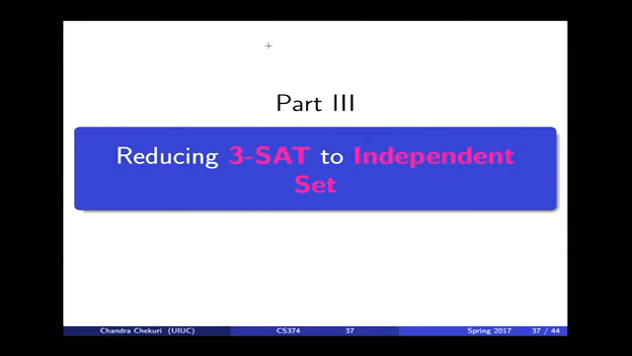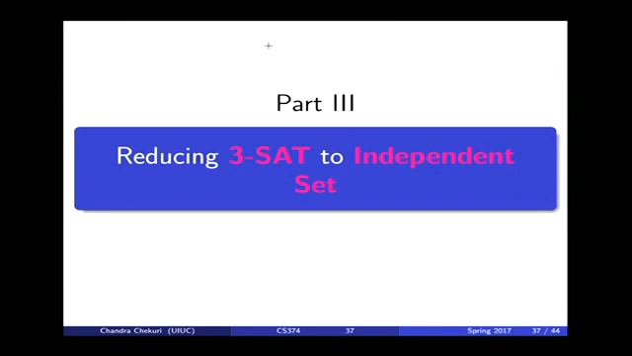Think about it. How would you reduce satisfiability, which has formulas and variables, to independent set? It seems not so obvious. They're not so related to each other. Syntactically, one is coming from logic and the other seems like a graph problem which you can have a heuristic for.